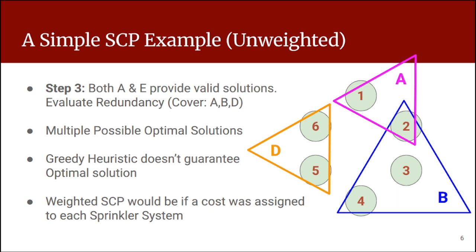And if we wanted to make this a weighted SCP problem, it would be easy. We just add a cost to each sprinkler system and then look at the number of elements covered as a ratio of the cost of each system.